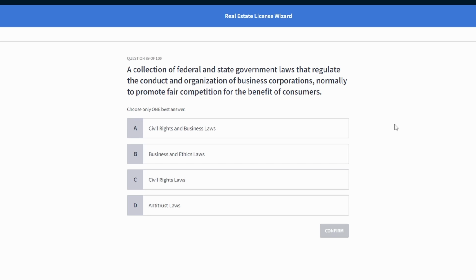A collection of federal and state government laws that regulate the conduct and organization of business corporations, normally to promote fair competition for the benefit of consumers. A, the civil rights and business laws. B, business and ethics laws. C, civil rights laws. Or D, antitrust laws. So take some time, think about that one, come with your answer.